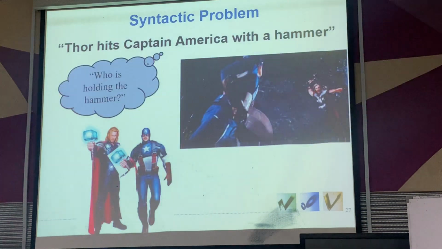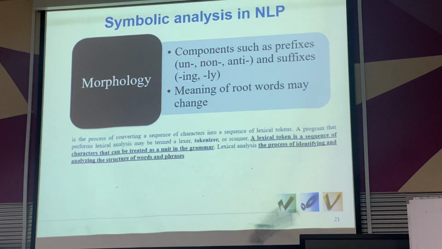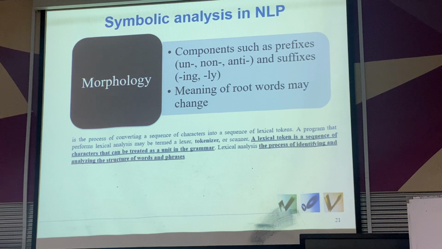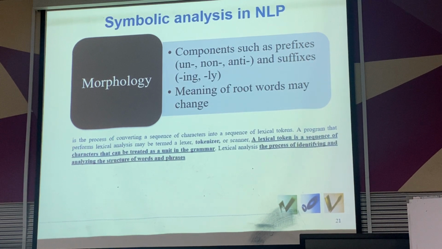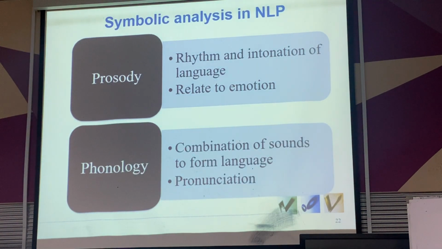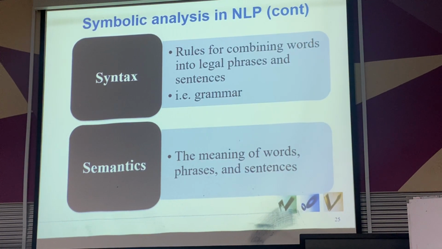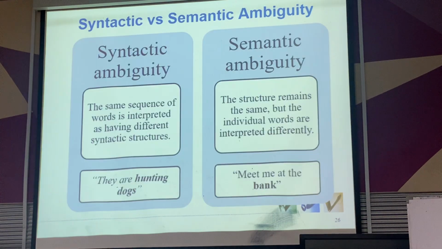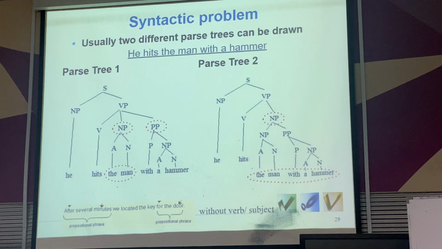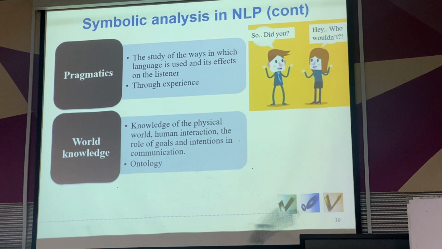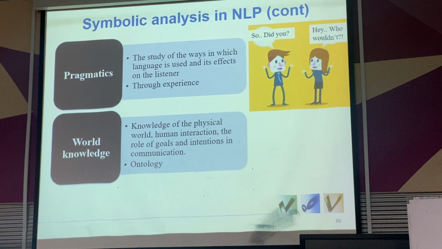Let me revise again. We have morphology analysis to break words into the smallest units called morphemes, which carry the meanings. Then we have prosody and phonology, which deal with the sounds. We have syntactic structure and semantic analysis, like the POS tagger and the semantic networks. Then we have pragmatic analysis to understand the actual meaning, the hidden meaning behind the sentence. And lastly, we have world knowledge, which is the expanded version of the semantic networks.